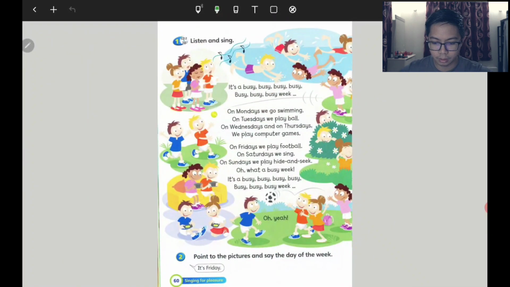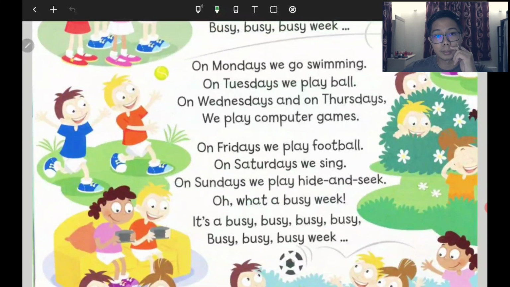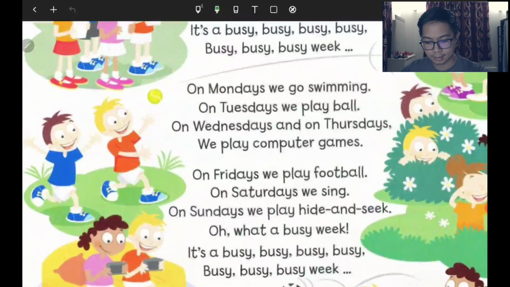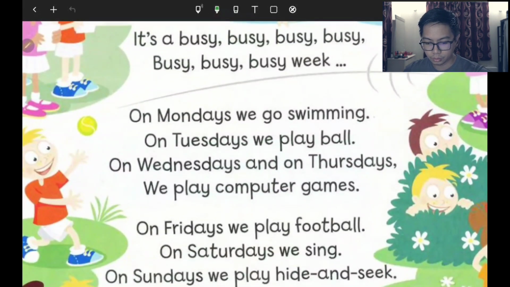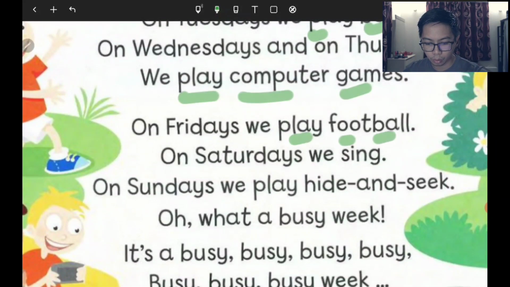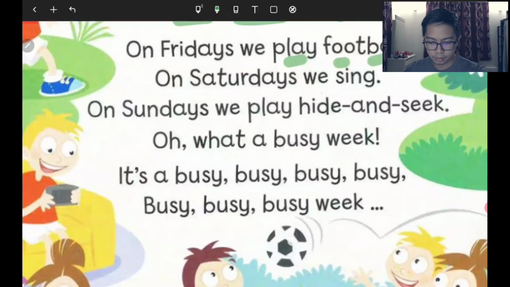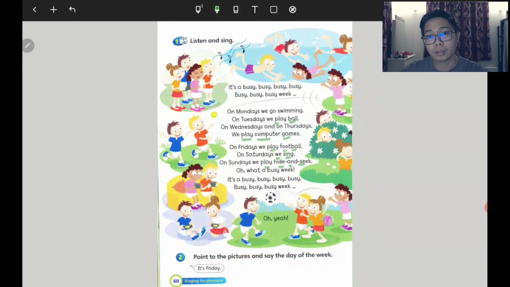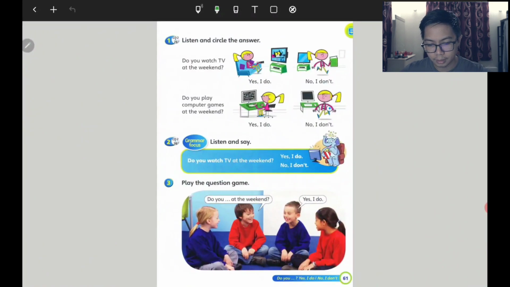On the next page, there are a lot of examples of activities that you do throughout the 7 days. The first one, we have the swimming activity, go swimming. And then what else? We have play ball. And then play computer games. We have play football again. And then we sing, okay? Play hide and seek. What a busy week. So these are some examples that you can learn.